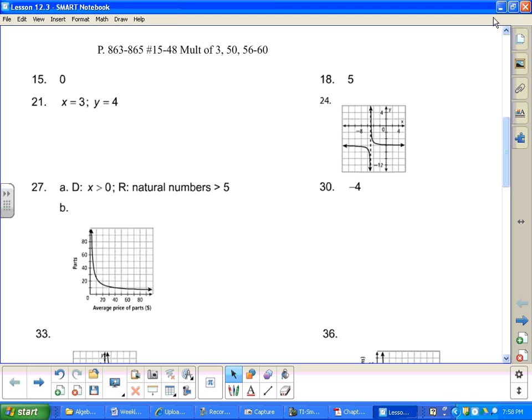Okay, this is going to be from lesson 12.3. Here are the answers from lesson 12.2, page 863 to 865, numbers 15 to 48, multiples of 3, number 50, and 56 to 60. I'm going to leave these up here for a moment so that you can check your answers.